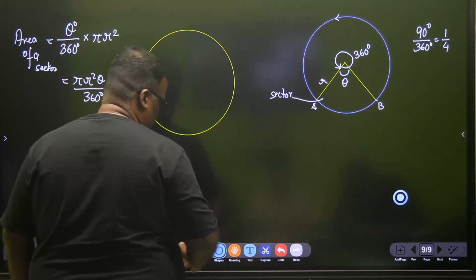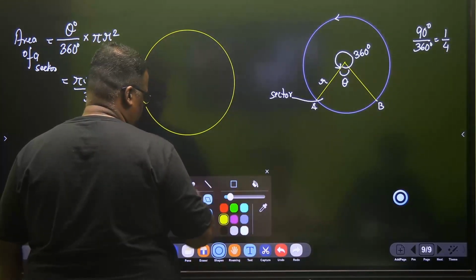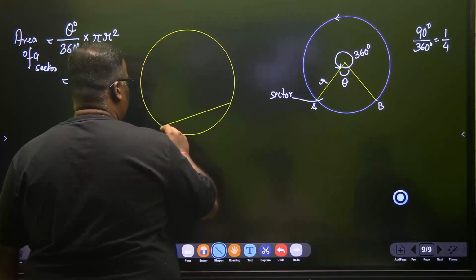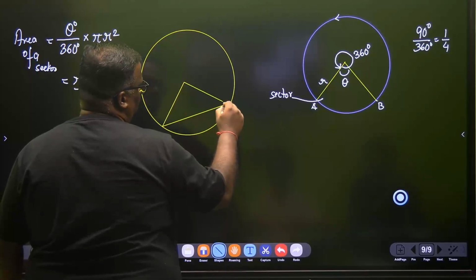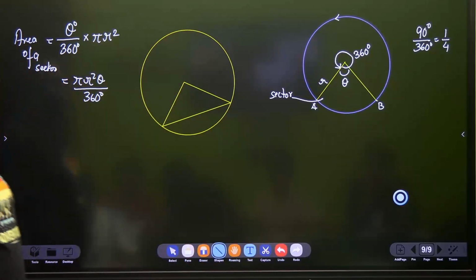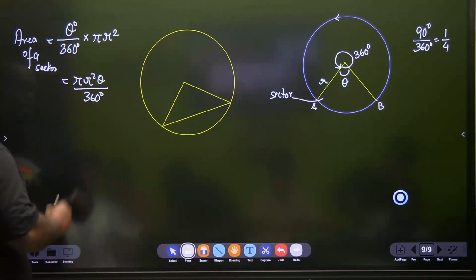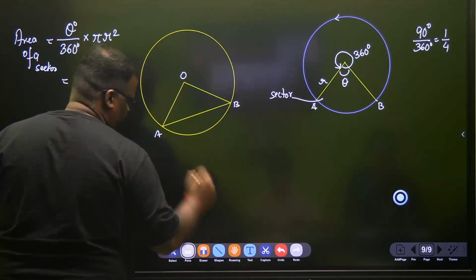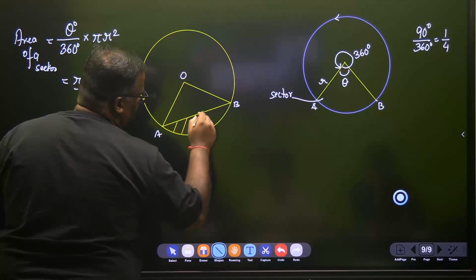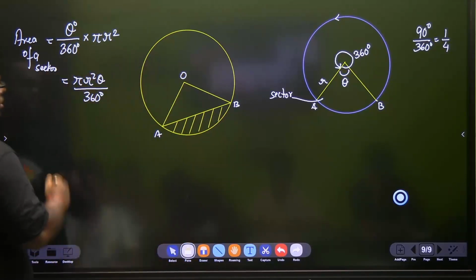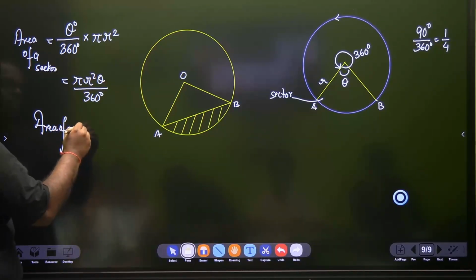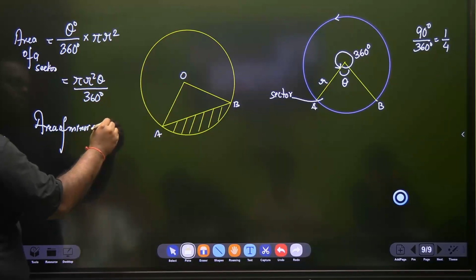Another circle, right? Now we will make it a little bit complicated. Let's bring a chord and let's bring the radius. Fine. Now O A B. In this OAB, this much is the area of this segment. Now somebody tells you find area of minor segment.